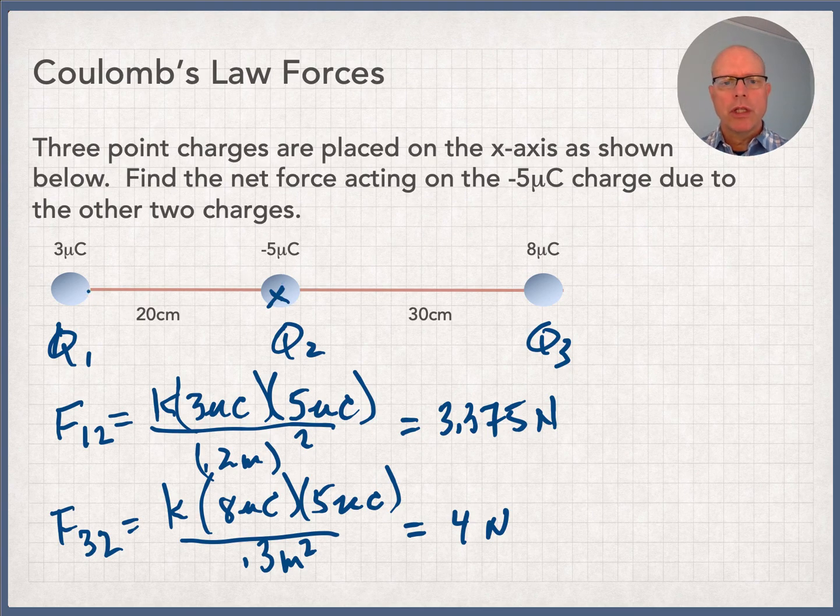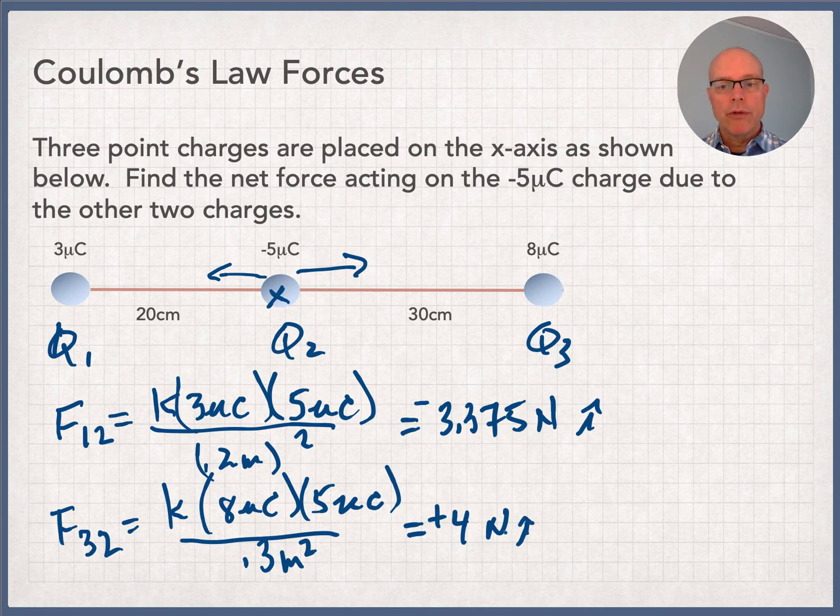So the vector direction that I want to give to this pair is to imagine that I'm standing on Q2 and ask myself, am I pulled to the left or pushed to the right? Since I see opposite charges here, I realize that force of 1 on 2 goes to the left. So I make that a negative 3.375 newtons in the i direction. Similarly, if I park myself again on charge 2 and imagine what this guy is doing, I'm going to be tugged to the right by this force. So this is actually going to make F32 positive 4 newtons in the i direction.